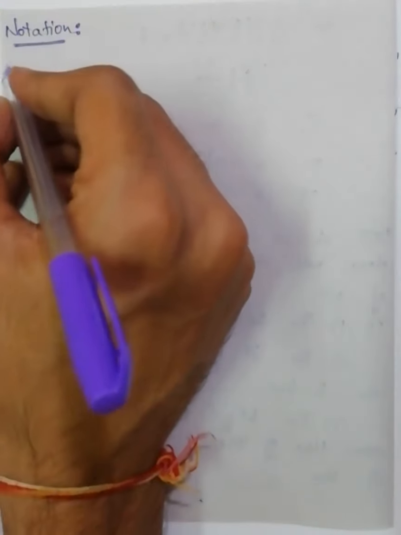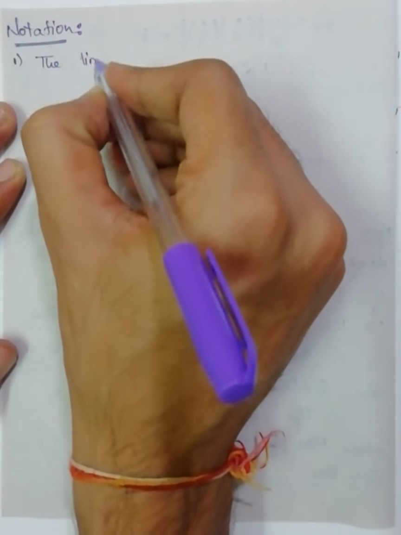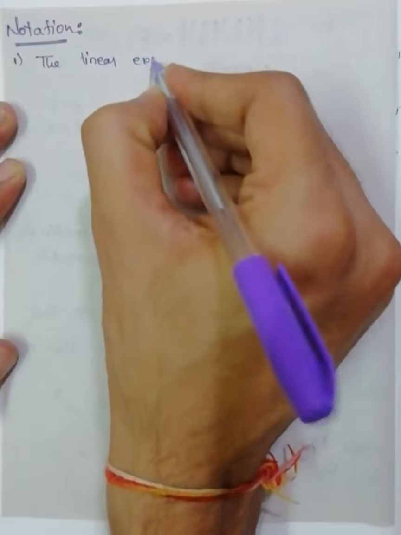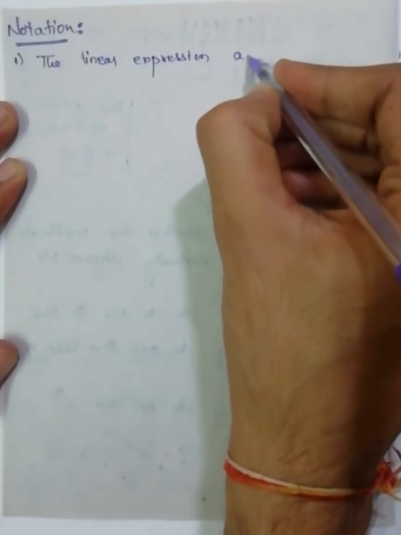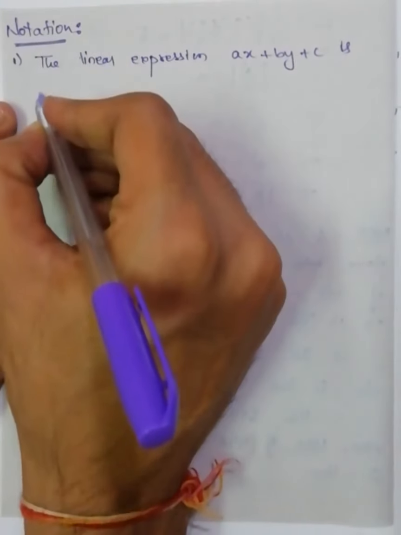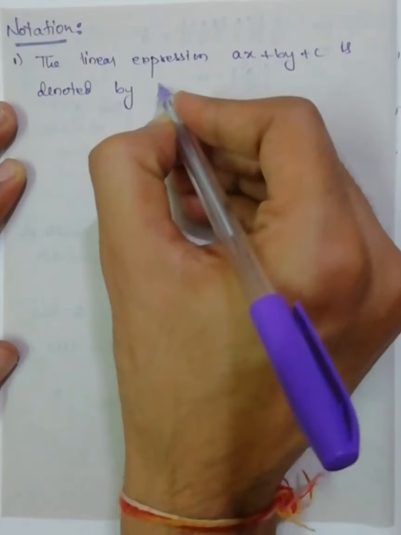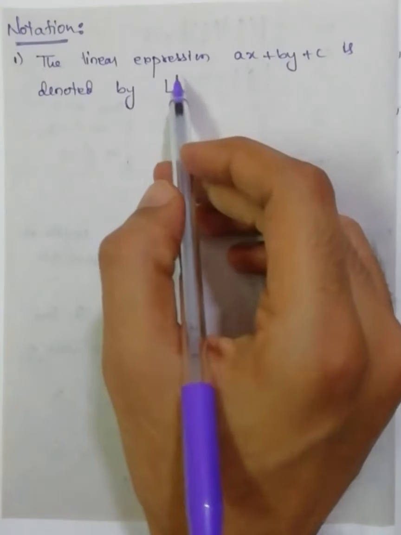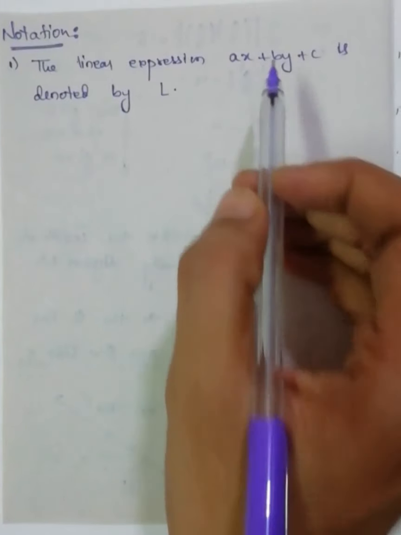Notation. First one, the linear expression ax plus by plus c is denoted by the letter capital L.